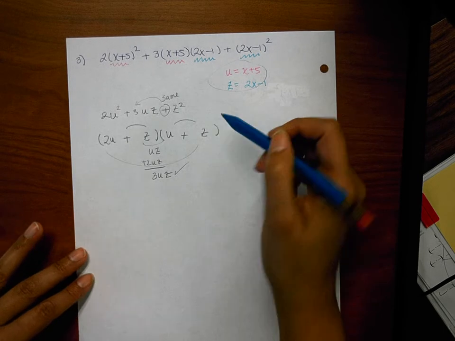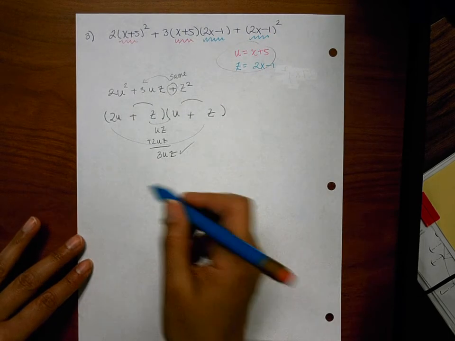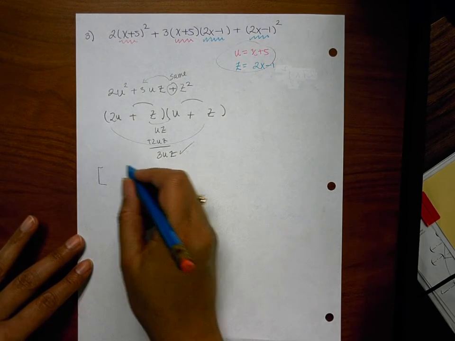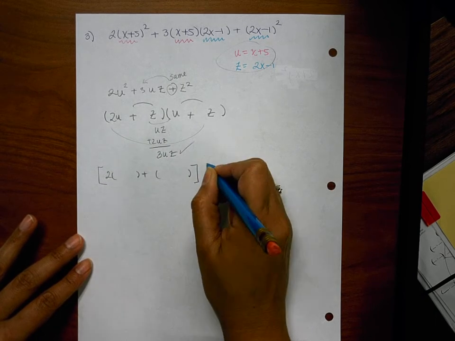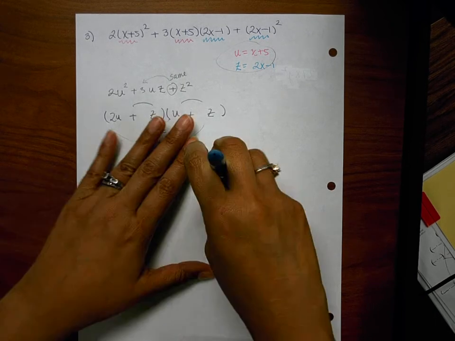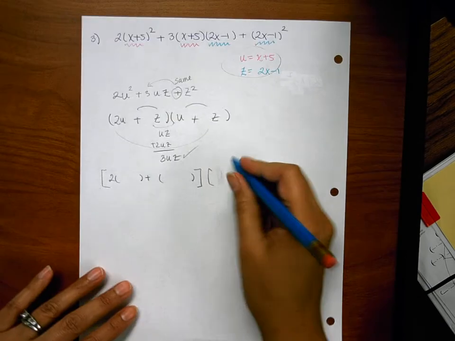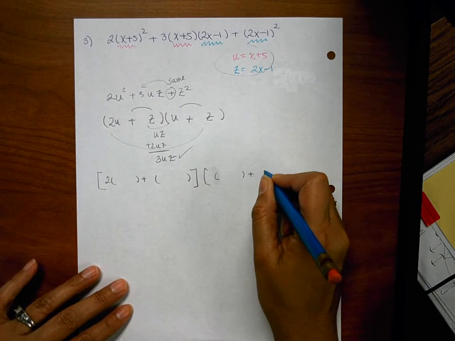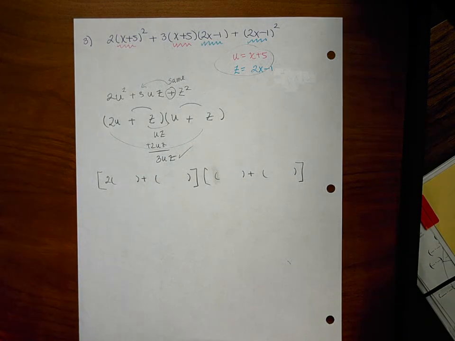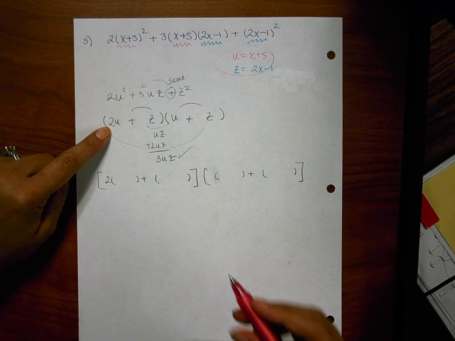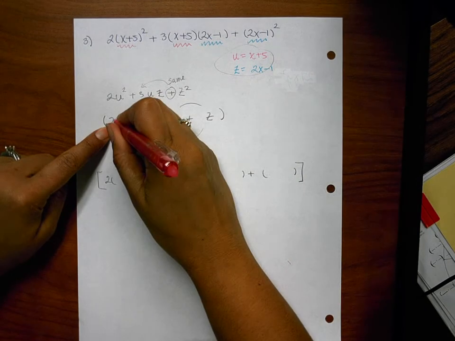We're happy. Now we don't box that in because we have to plug the u and z back in. It's going to get a little messy. Okay, let's see if we can do this here. My big brackets, 2 blank plus blank, and then a blank plus a blank. Okay, so I've taken out all the u's and the z's and put in parentheses.